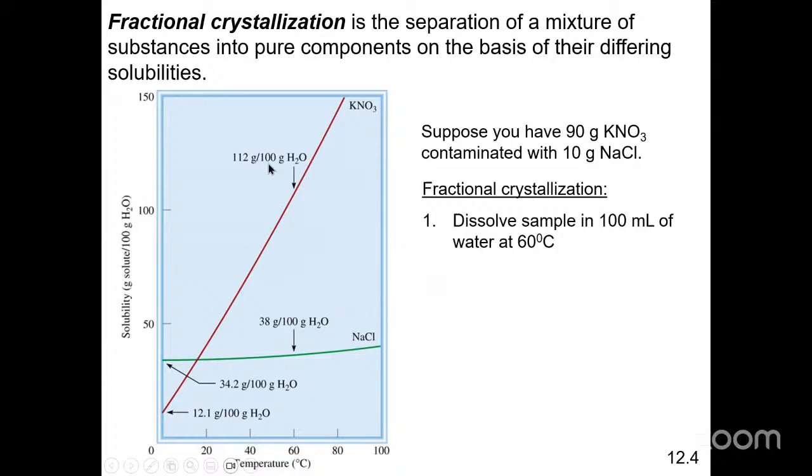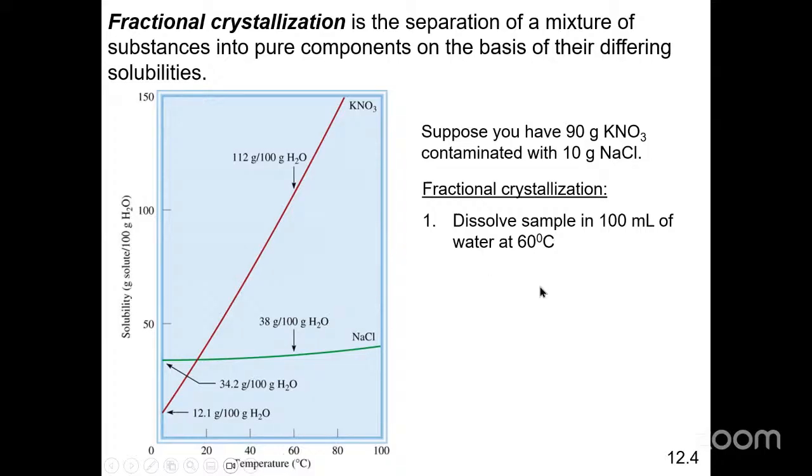As you can see here, at 60 degrees, the solubility of potassium nitrate is 112, so we know that 90 grams will dissolve. And for sodium chloride, its solubility is 38 grams per 100 grams, so you know that 10 grams will dissolve in water as well, right?